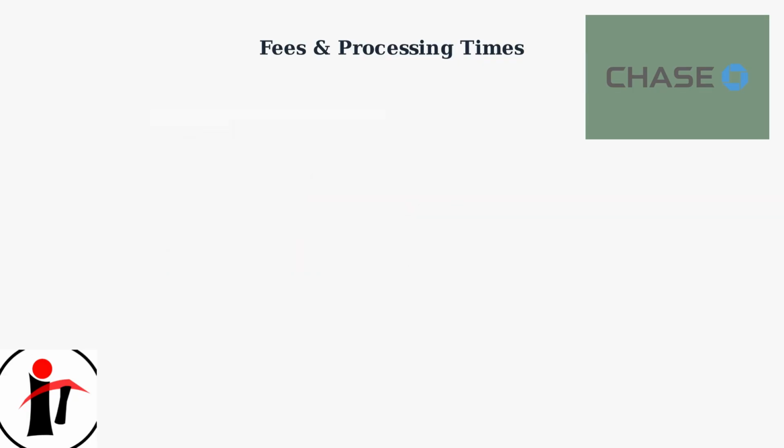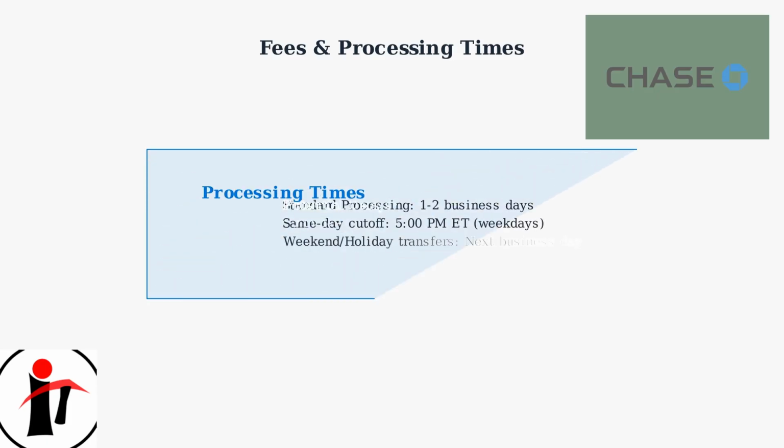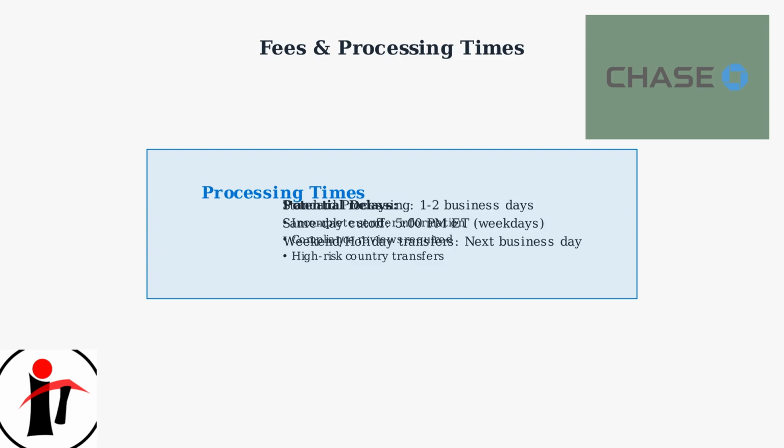Now let's examine processing times, which are generally quite efficient but depend on several factors. Most international wires are processed within 1 to 2 business days. Transfers received by 5 p.m. Eastern Time on weekdays are typically processed the same day. However, delays can occur due to incomplete information or compliance reviews.